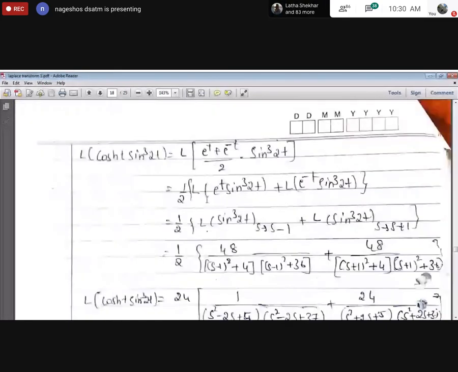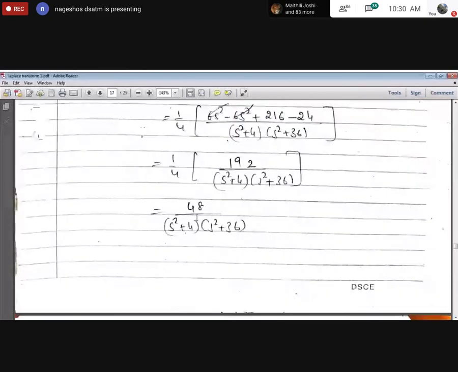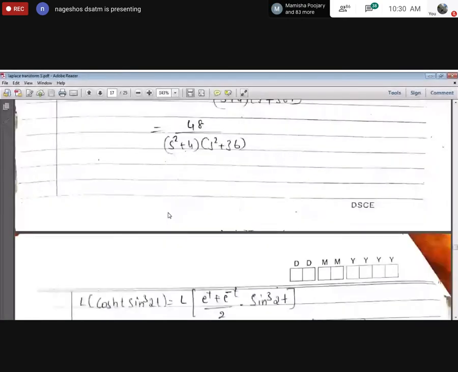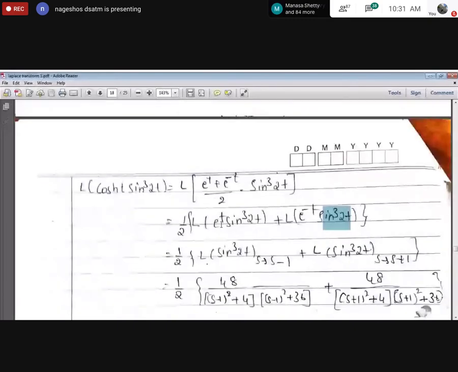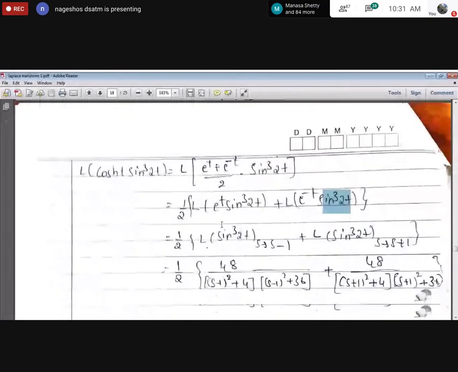Then the Laplace transform of this, since the exponential is there, will replace s by s minus 1. The Laplace transform of this sin cube 2t, replace s by s minus 1. Again, for this, the Laplace transform replaces s by s plus 1. So already we calculated the Laplace transform of sin cube 2t.